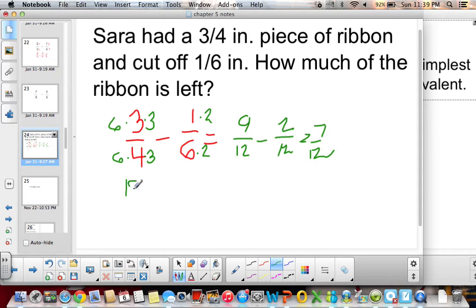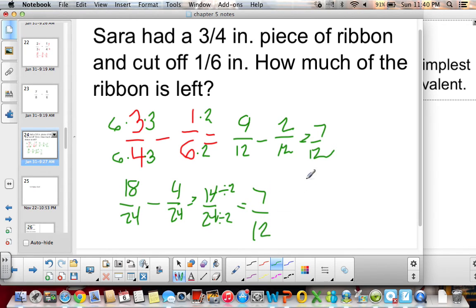So you would have ended up with 18/24. And then over here, we would have multiplied both numerator and denominator by 4. So then we would have had 4/24. 18 minus 4 is 14/24. We can divide both the top and the bottom by 2. So then we end up with 7/12, which is the same answer. So it doesn't matter which denominator you choose, you will end up with the same answer in the end.